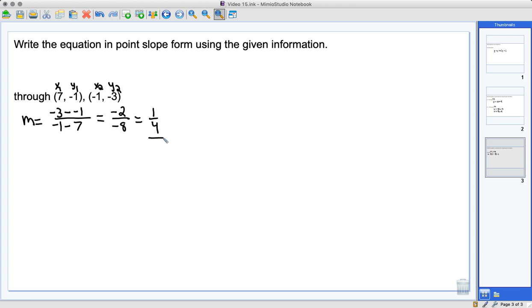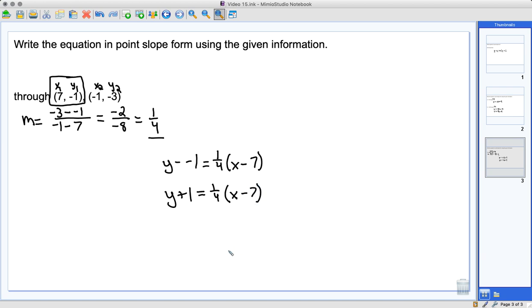So now there's my slope. And then I have my x1, y1 point. So I'm going to have y minus negative 1 equals 1/4 times x minus 7. Again, simplify the subtracting a negative. So y plus 1 equals 1/4 parentheses x minus 7. So that's writing in point-slope form.